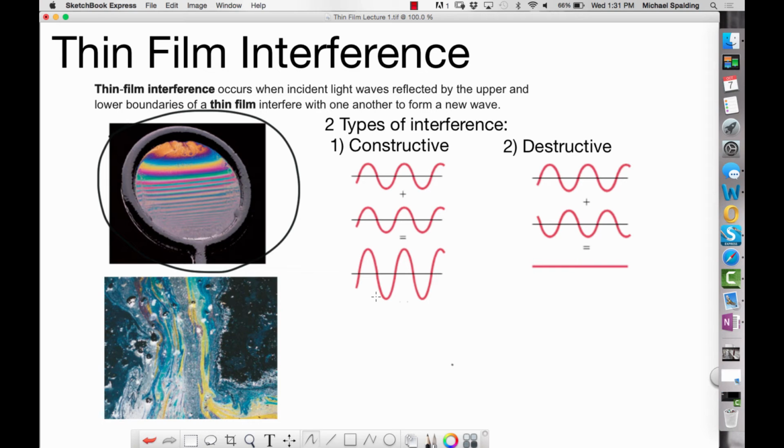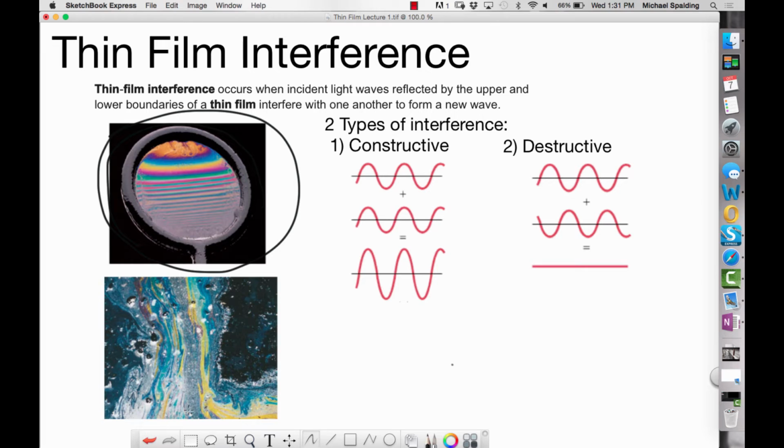All right, so thin film interference is when you have reflection happening on the upper portion of a film and the bottom portion of a film. And it looks like this. You've all seen a film of soap or something like that. Light reflects off of it and you get these cool colors. You get bright spots and dark spots.